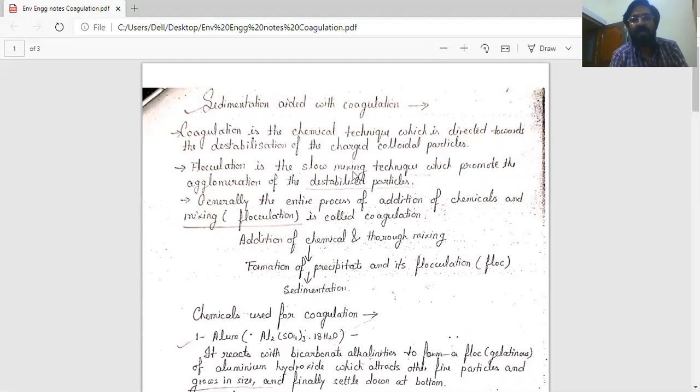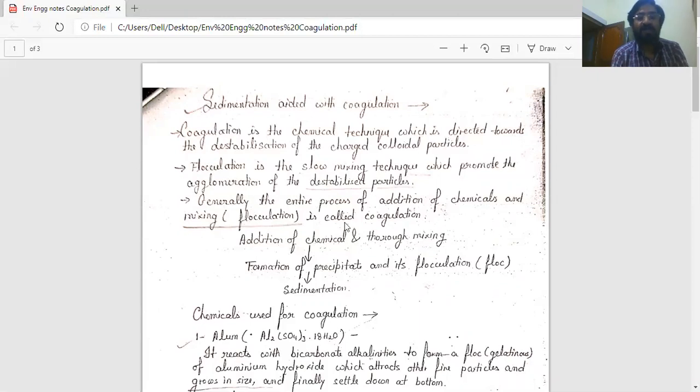Coagulation is the chemical technique directed towards the destabilization of charged colloidal particles or fine, small-size particles. Another term is flocculation. First is coagulation. Second is flocculation, which is the slow mixing technique of coagulants or chemicals, and it promotes the agglomeration of the destabilized particles.